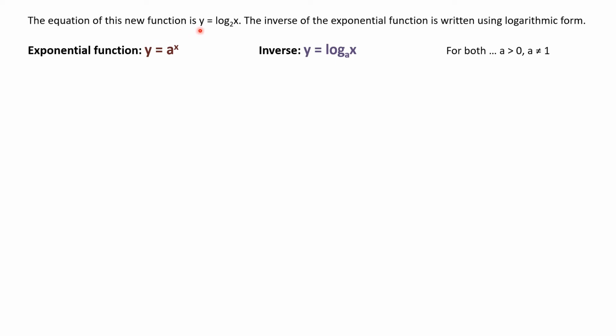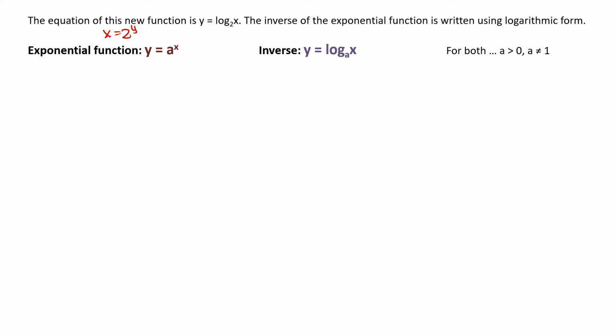The equation of this new function, that light green one that we drew, is this. So that's the way we write it, so that the y is down here and isolated. And we use this log function to bring it down, and we'll learn a lot more about the theory behind that later. The inverse of the exponential function is written using logarithmic form. So instead of writing it the way we had it there on the other slide, which was x equals 2 to the power of y, and we got kind of stuck there, we use logs to change that around. And again, I'll explain more about that later.